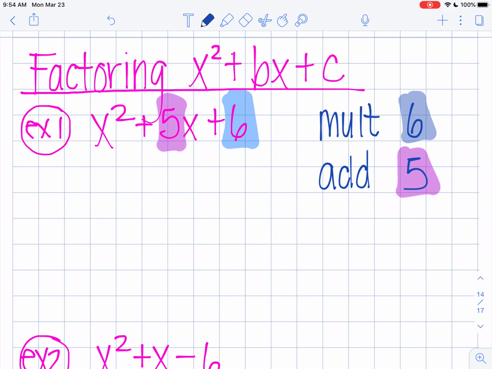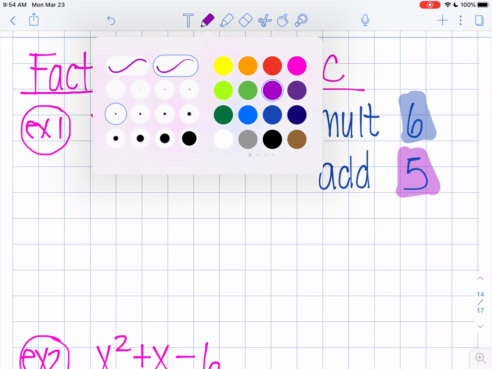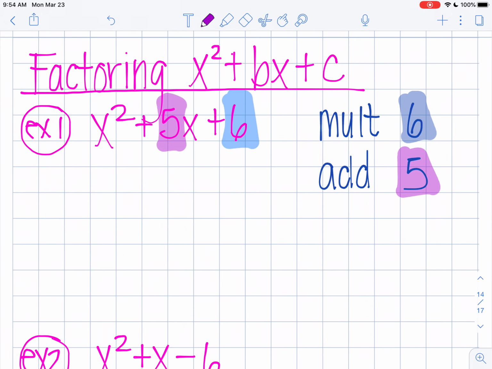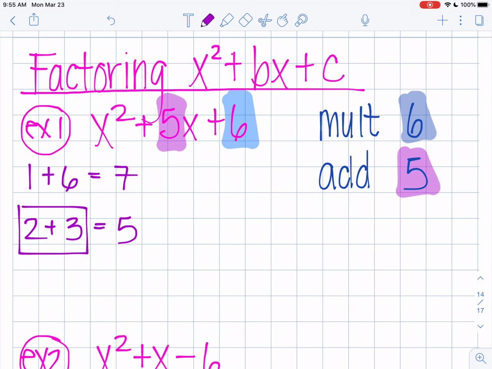So in this case, I want to figure out what multiplies to positive 6. So I know that 1 times 6 is positive 6, and 2 times 3 is positive 6. Now if I add these together, I get 1 plus 6 equals 7, and 2 plus 3 is equal to 5. Which one of these, when I add them together, equals 5? 2 plus 3. So that means that's what my factors are.